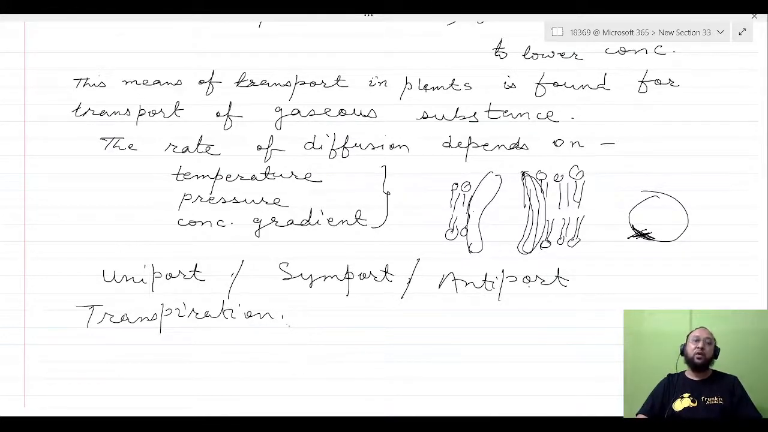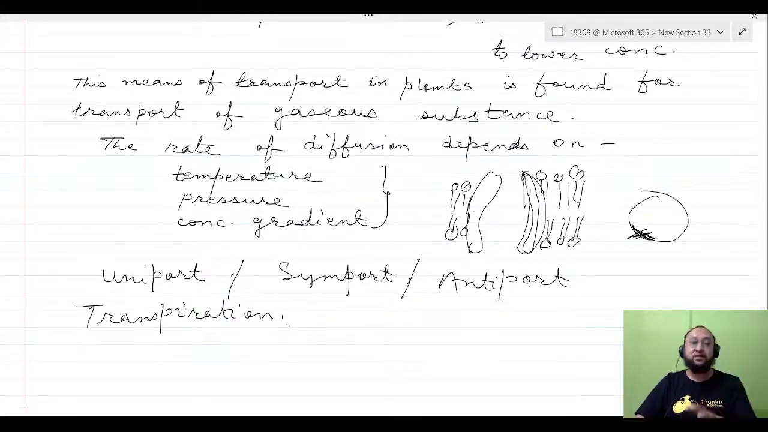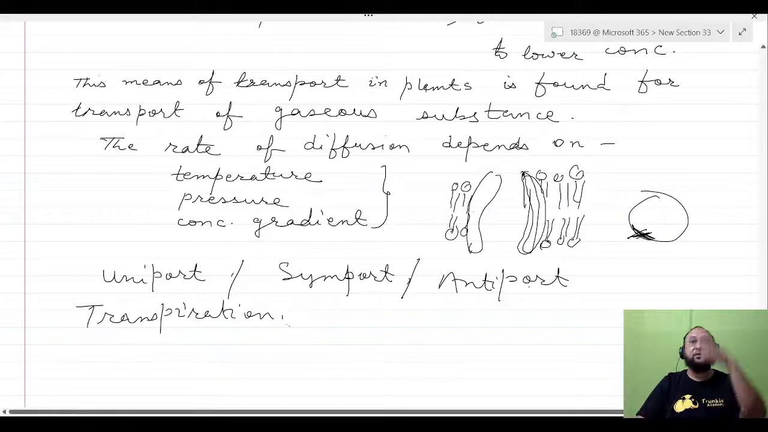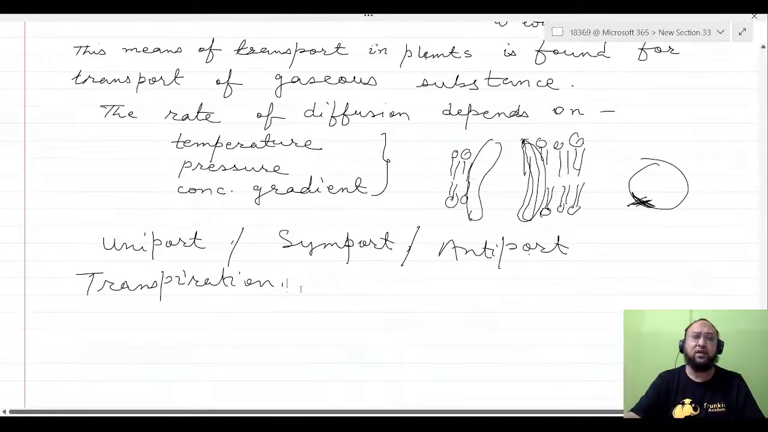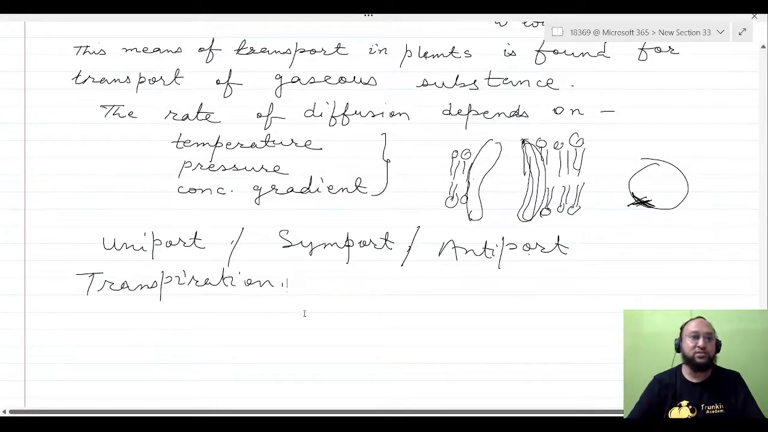Lots of water is lost from the aerial part of the plant body in the form of vapor. Only 2% of the water absorbed from the soil is actually utilized for metabolic reactions or photosynthesis, and the rest 98% is lost from the aerial part of the body as water vapor. So that is transpiration, and it is called a necessary evil. It is necessary because if it does not occur, then how will the continuity of the water column, or the water movement, continue? That is the reason.